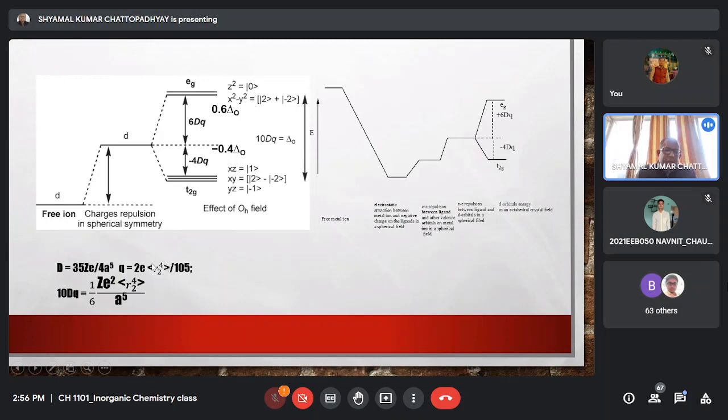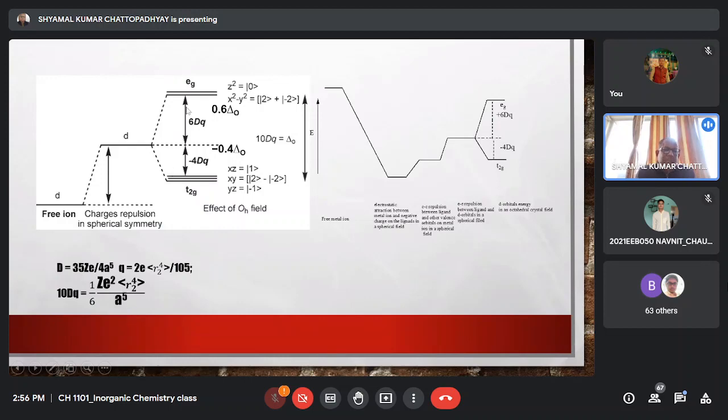That means you are taking the fourth power of the radius. I am repeating, R2 to the power 4 means the fourth power radius of the d orbital whose average value we have taken. So mathematically, it is the average value of the fourth power of the d orbital radius. So if I multiply d by d and q, and the energy gap is 10 Dq, the total splitting, 10 Dq equal to 1/6 z square r2 to the power 4 by a to the power 5.